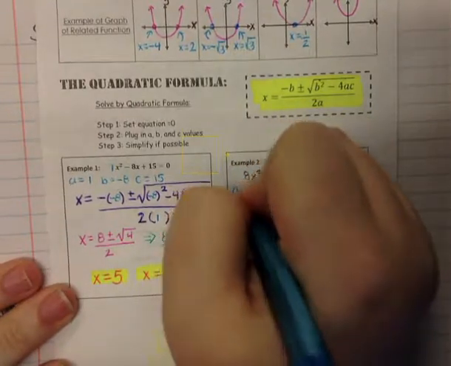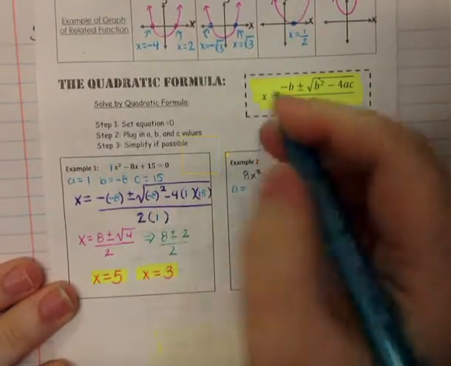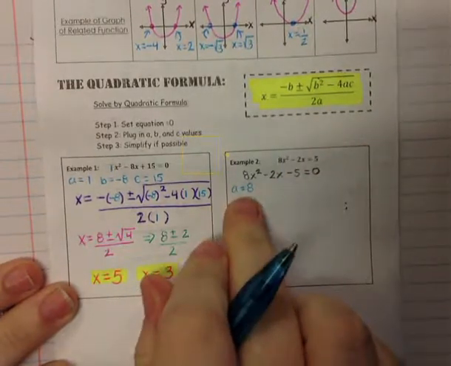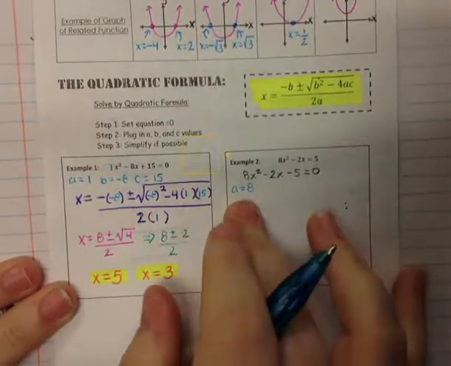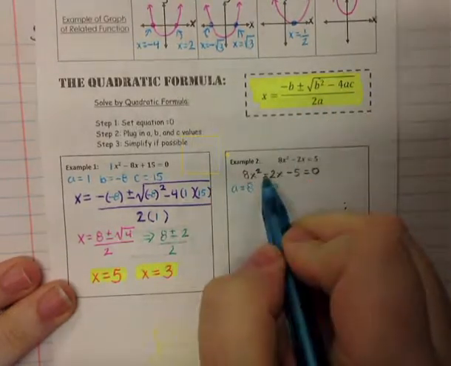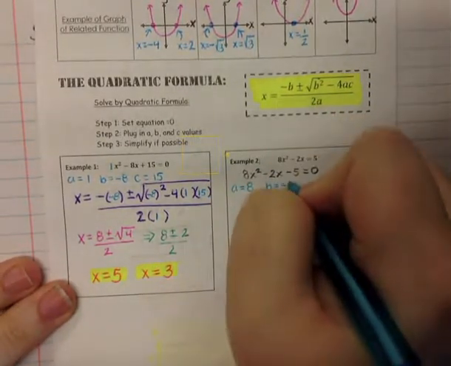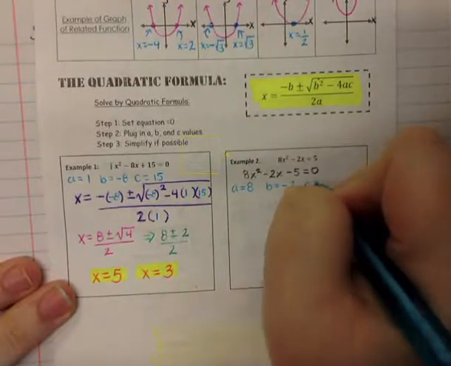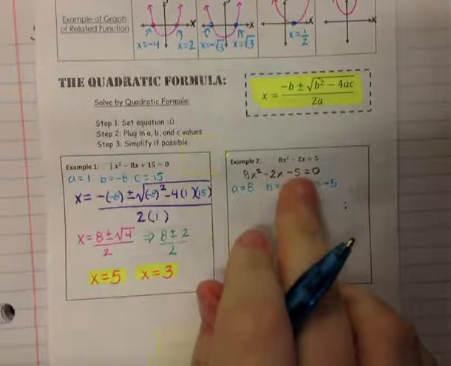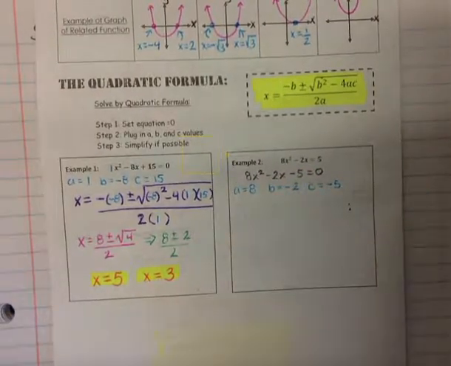Our a value is the positive 8, and you want to make your a value positive so it's much easier to deal with. The b value is the negative 2, and the c value is now the negative 5. Again, it has to be in standard form, so you have your a, b, and c.